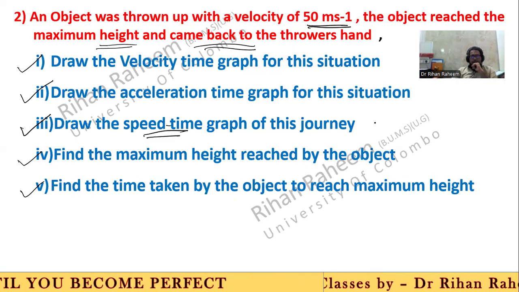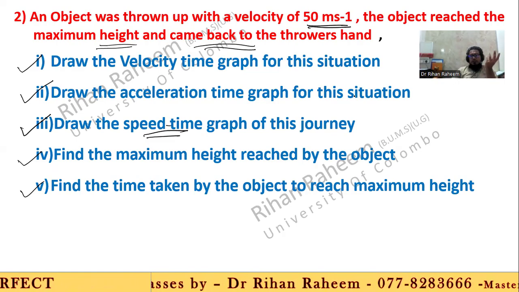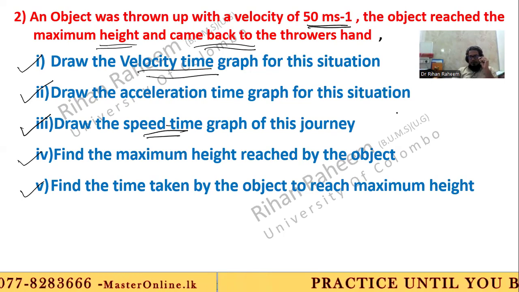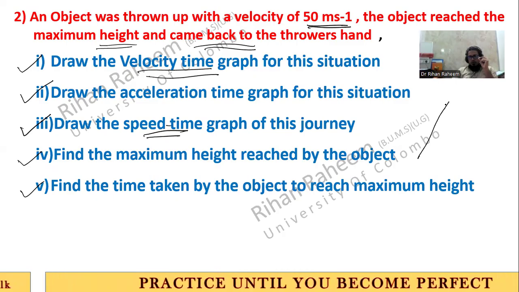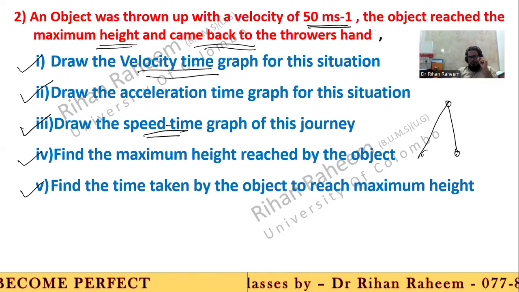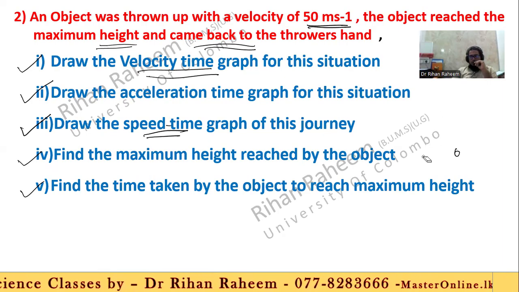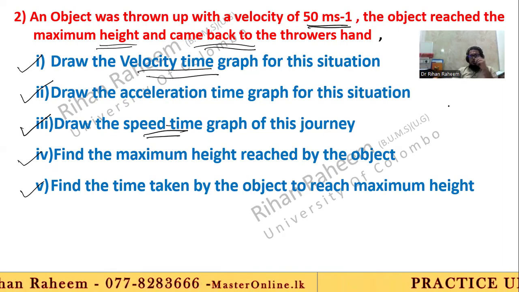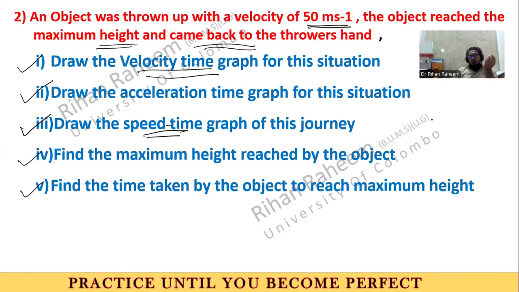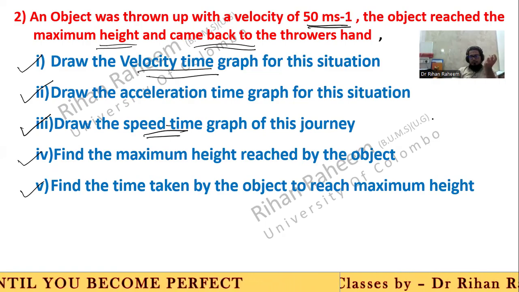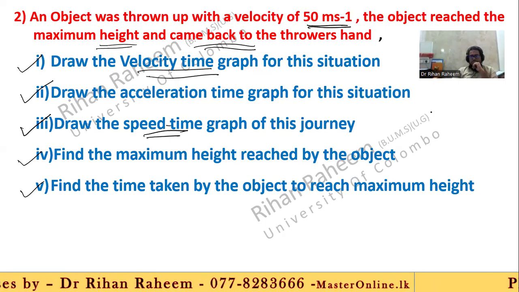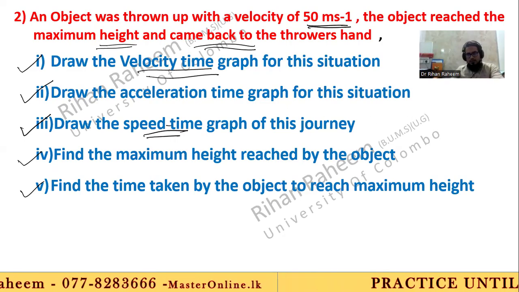Okay, so here they have told us to draw the velocity time graph. This is a little bit different. This is a situation where you throw an object up, the object goes up and then comes back down to the thrower's hand. So to draw the velocity time graph or the speed time graph, we should know the velocity. To find the velocity, we should know the time. When we find the velocity and the time, then only we can proceed. So I'll tell you how to do it.